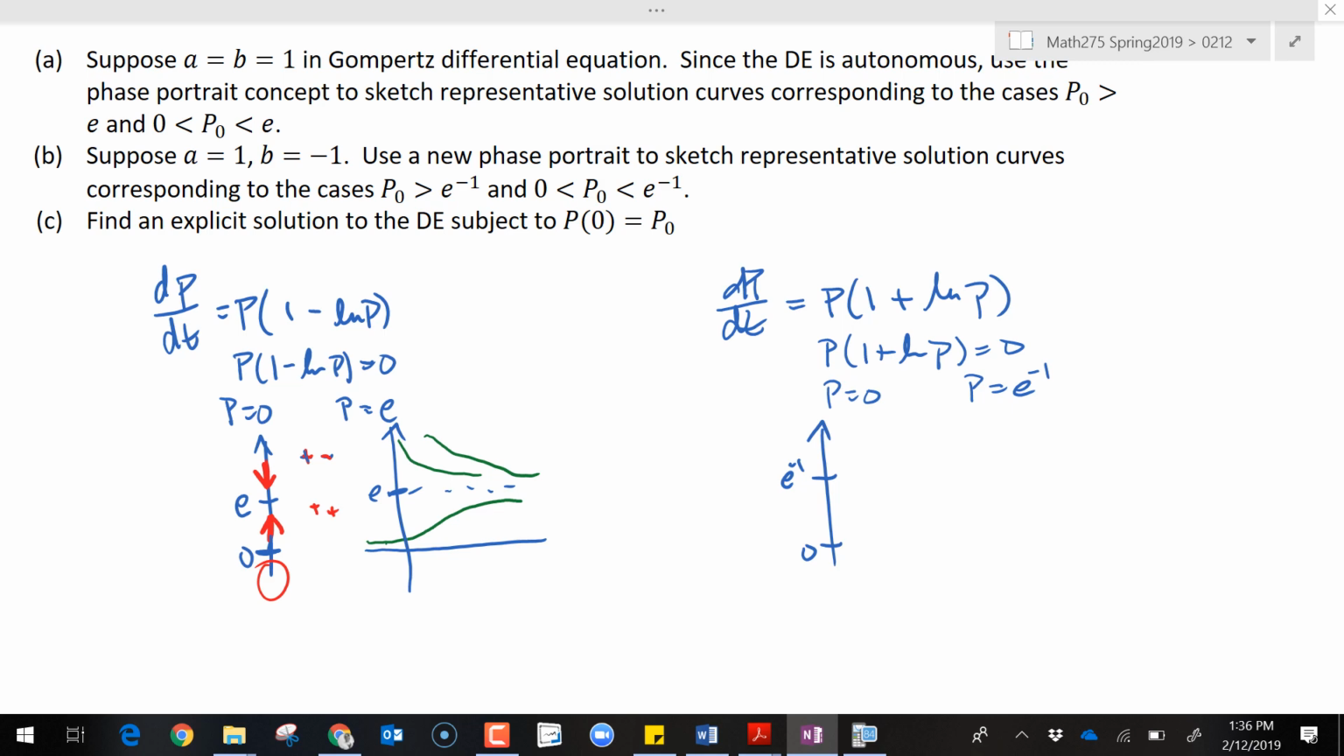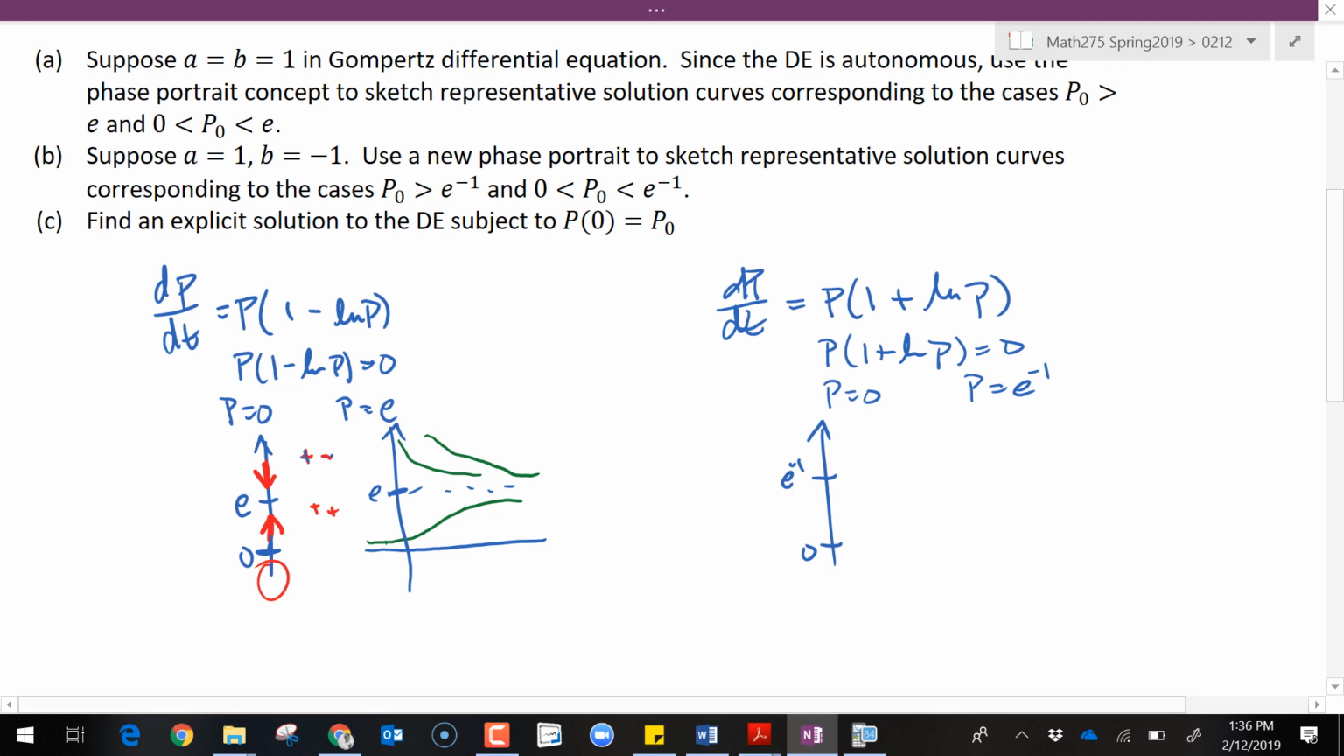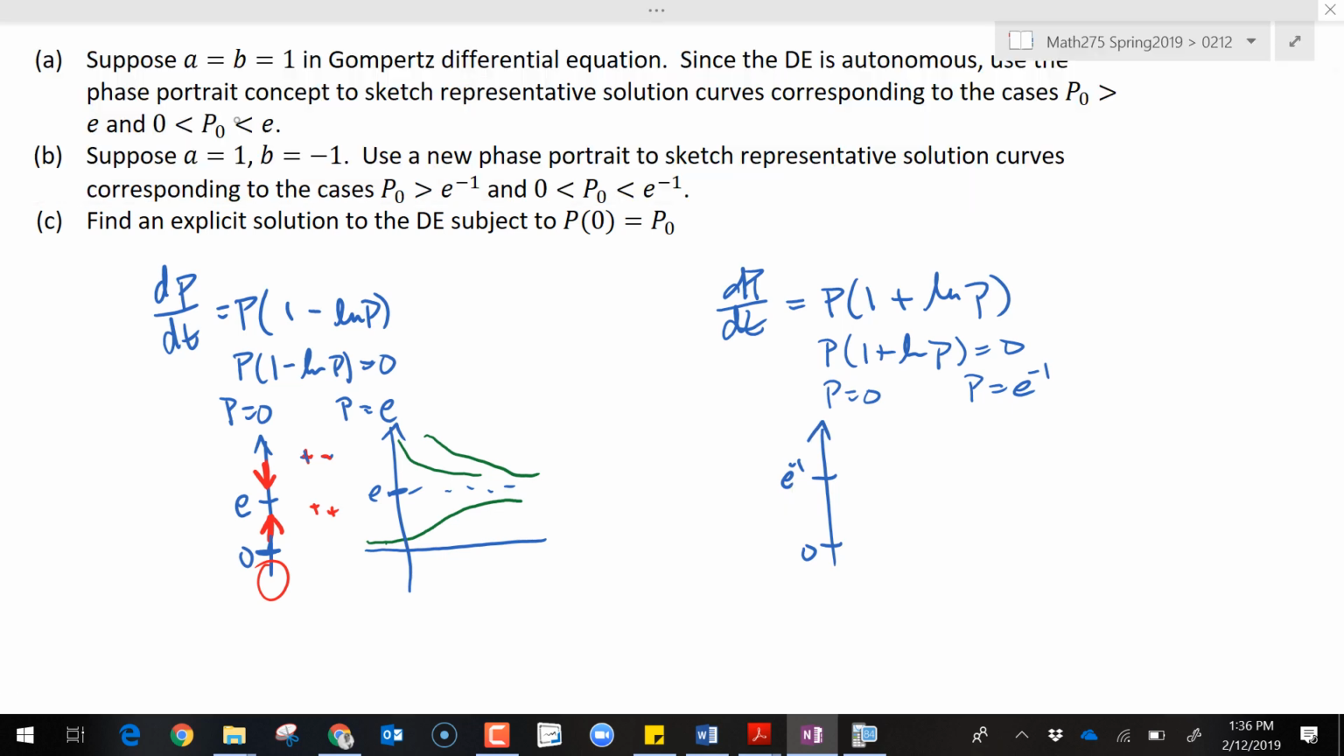So we'll put in values. Again, we'll check values. If we put in a value bigger than e to the -1, like 1, this will be positive. The p would be positive, and then this is 1 plus 1, which is also positive. So this is going to be positive.